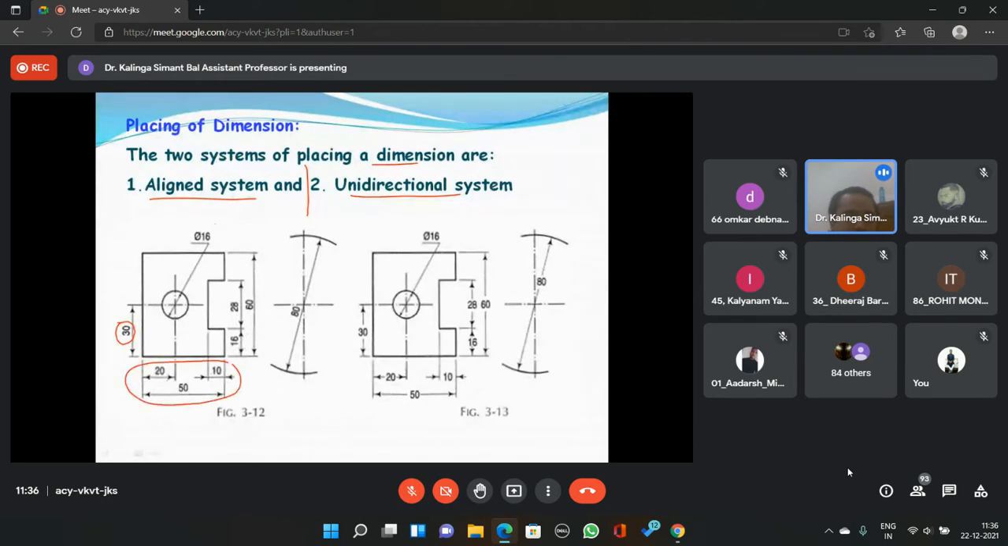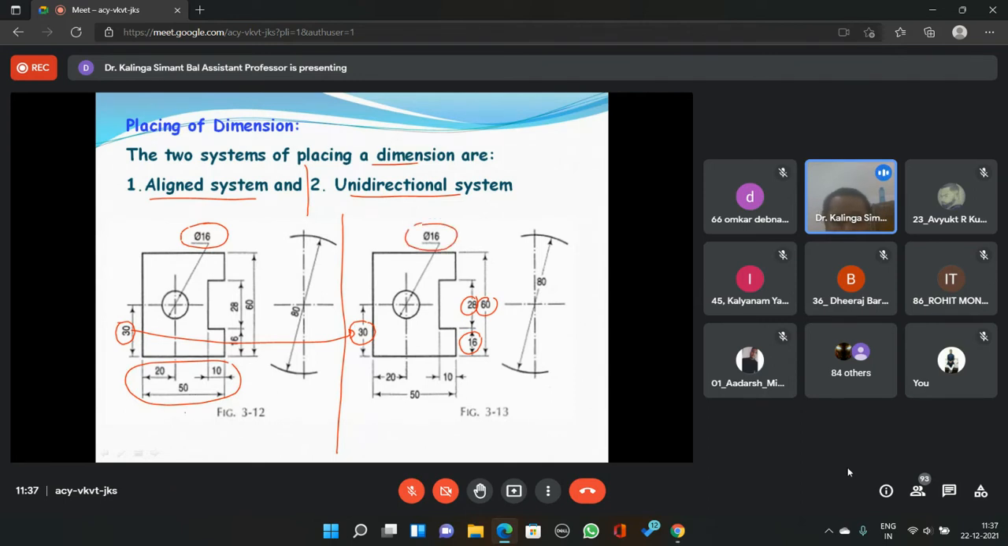This is a leader line representing a 16 mm diameter circle. This is 30 mm. This is 28. These are written in inclined position. You can see this also. The arc of this one is also written as 80 mm. Now you see this one, how it is different from this one. You see the 30 here is placed this way, this like this one. You can see how the position has been changed.